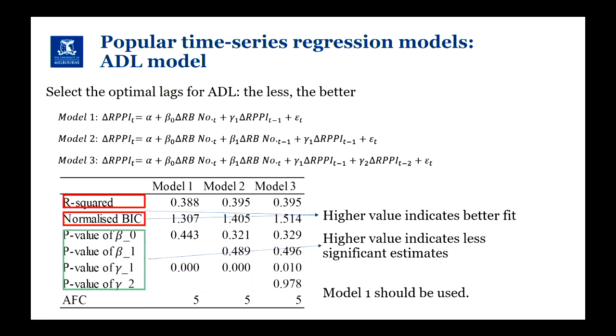However, even when we estimate the model in this way, we find that the coefficient beta 0, the coefficient of the contemporary changes in building numbers, is not significant. That means the contemporary changes in house price index are not influenced by the residential building changes. So there is no short-term relationship between the changes in house price index and the changes in residential building.